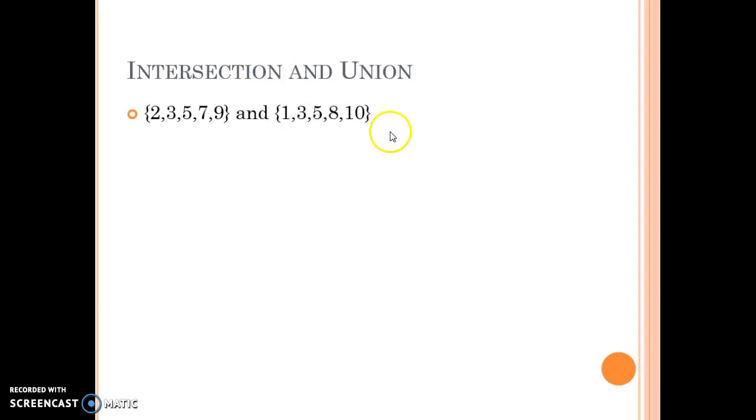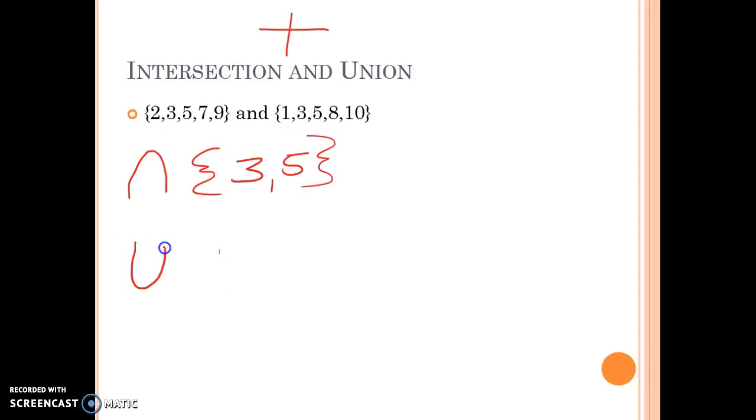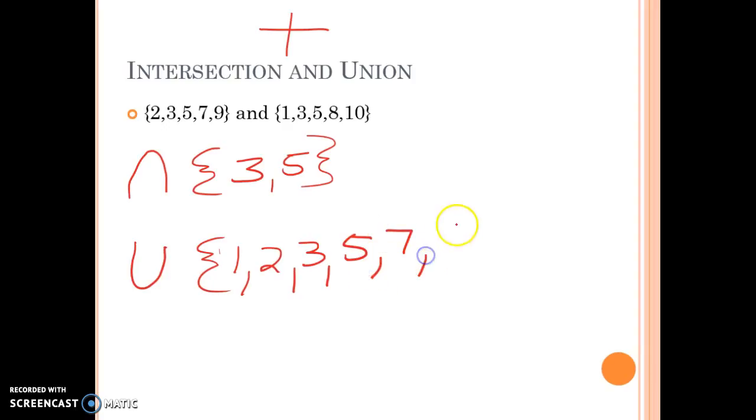Be able to determine the intersection and union. Remember, the intersection is like the intersection of the street. The intersection is only where the 2 streets cross. What things do both sets have in common? Do they both have a 2? No. Do they both have a 3? Yes. The intersection noted by that includes 3. Do they both have a 5? Yes. Do they both have a 7? No. Both have a 9? No. The intersection is just the numbers 3 and 5. The union would be everything in both sets put together. Basically, you are smashing the two sets together.